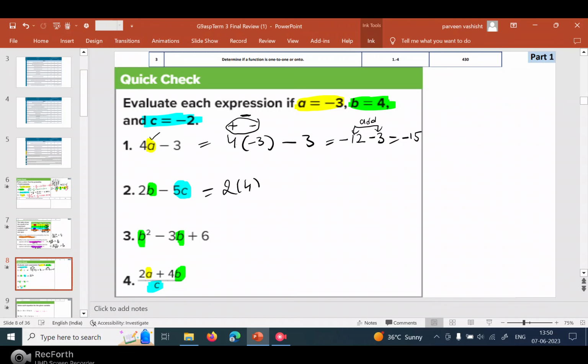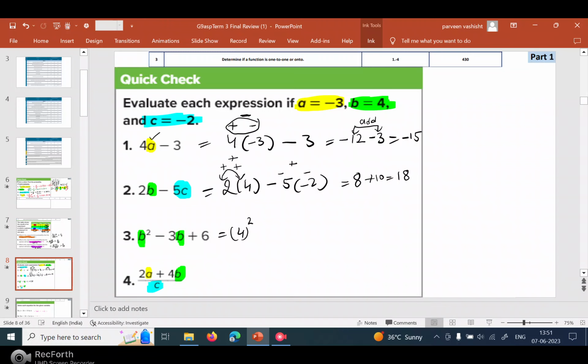Next question, 2 times B. B is my 4, minus 5 times C. C is my minus 2. Both numbers have the same sign, minus minus, so my answer will be plus. So it will be 2 into 4 is 8. This number is negative, this number is negative. If I multiply them, it will come out to be positive. Both the same sign, positive answer if we multiply them. 8 plus 10 is going to be 18.